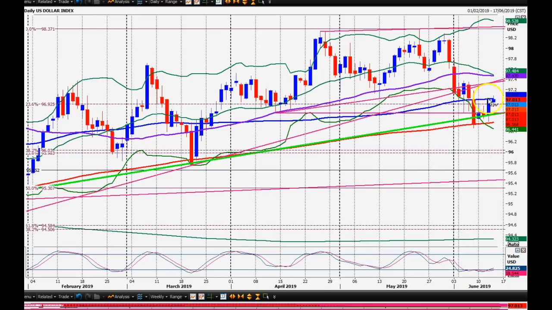But to me, this just looks like it's going sideways. It's the weekly close tonight, so it's more important than a daily close. A close above 97.10 would obviously be positive. A close below 96.45 would obviously be negative. But unless either of those happen, we will be trading sideways into the beginning of next week.